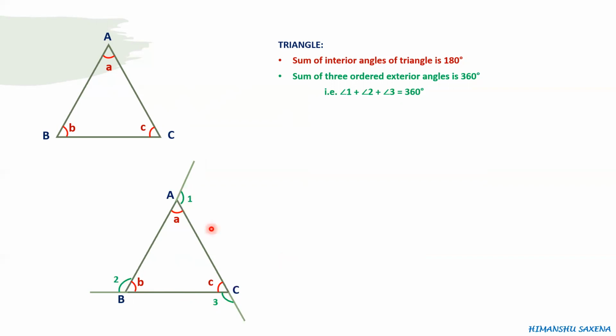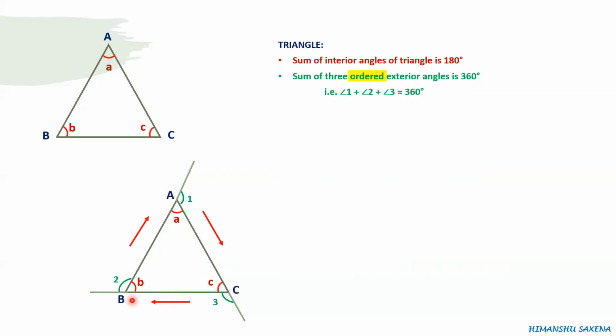Now the thing is, when will the sum of 1, 3 and 2 be 360 degrees? When these are ordered. So the keyword is ordered. What is the meaning of ordered? When we extend BA in this direction, we are representing it by this arrow. AC is extended in this direction, represented by this arrow, and CB is extended in this direction, represented by this arrow.